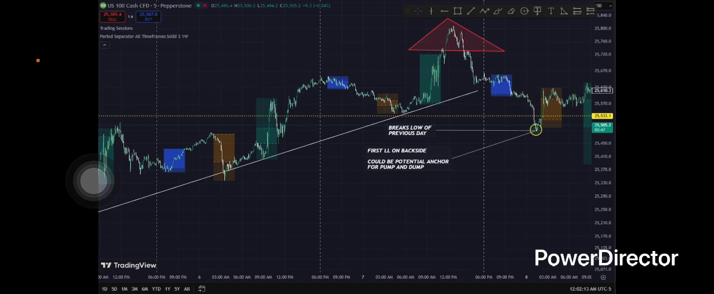Now that low that's put in place just before that London session could potentially be an anchor point for a pump and dump type of trade. We put in a low, we start to pump, we coil at those London highs, we coil through the gap time into the New York session. So we have two options. We're either going to dump and take out those London lows and continue the move on the backside, putting in lower lows, or this market could be doing wacky stuff.